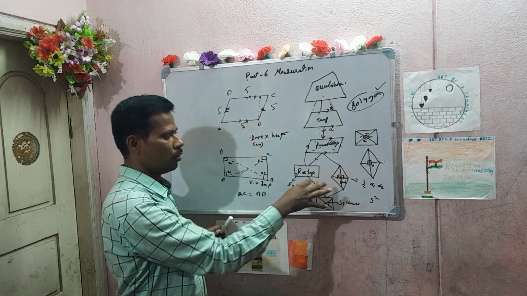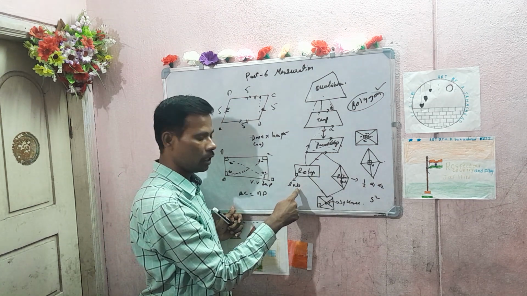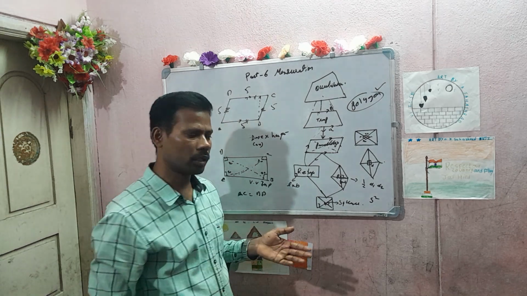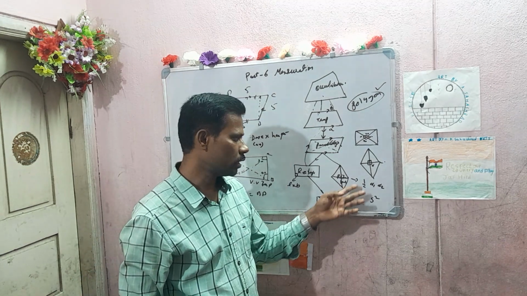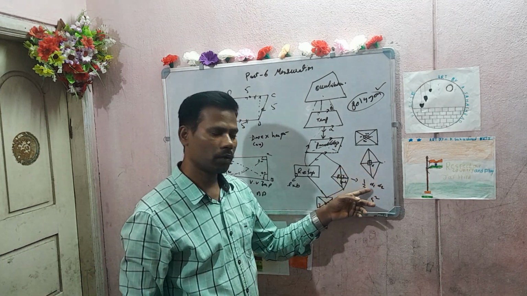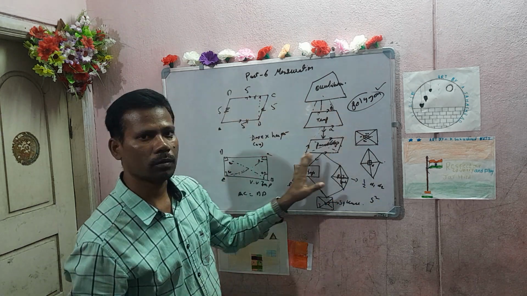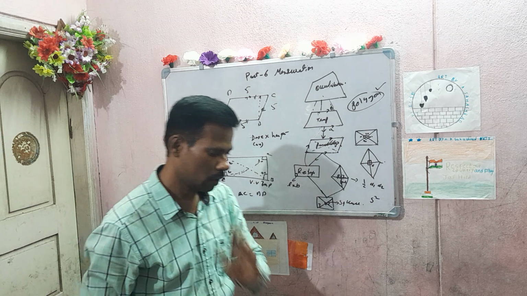So formulas also I have discussed. Area of rectangle, length into breadth. Square, from 5th class onwards, area of square is side into side. Area of rhombus is half the product of its diagonals. These are all the formulas you need to remember while doing mensuration problems.